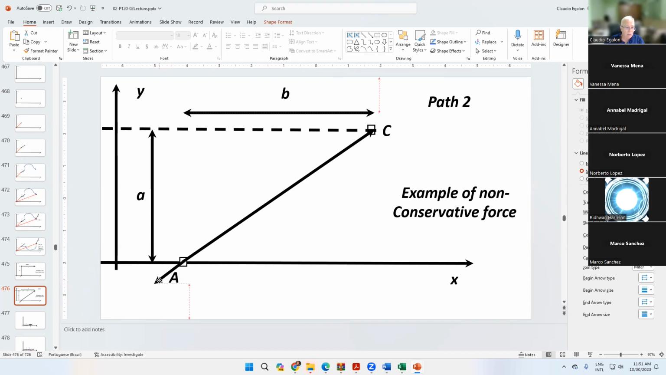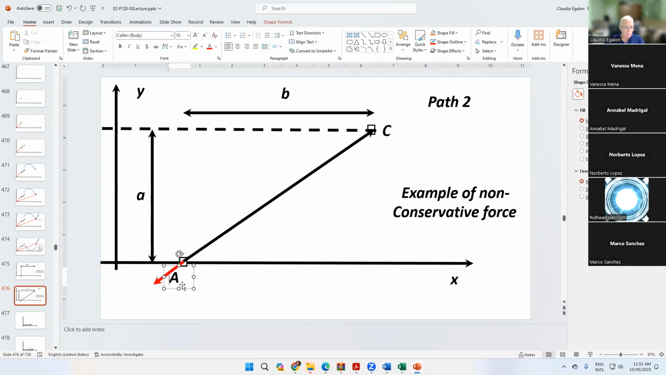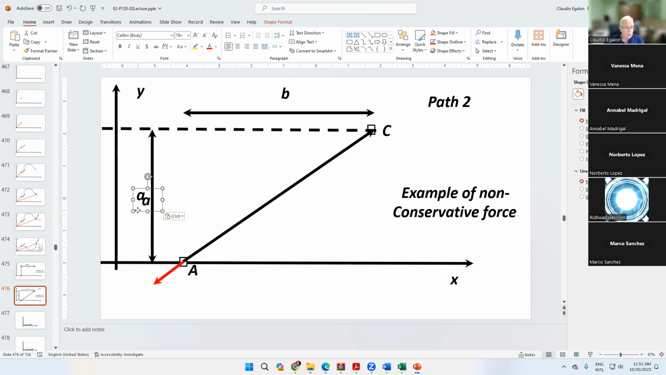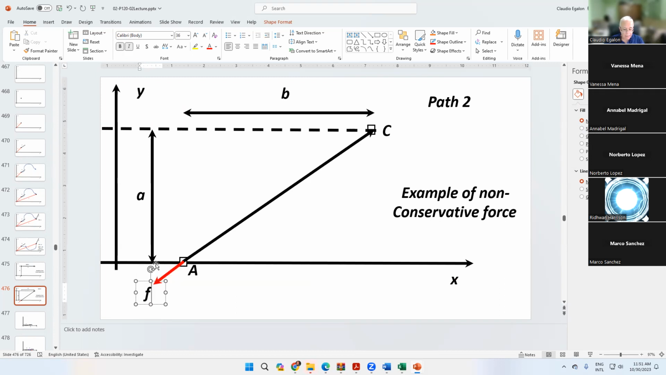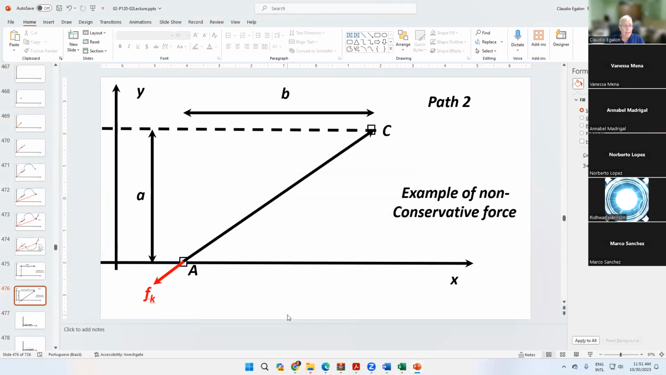Okay, and because it's the force of friction, it has to be at point A, F sub K. Subscript, like that. See, this object is moving along this line, right?